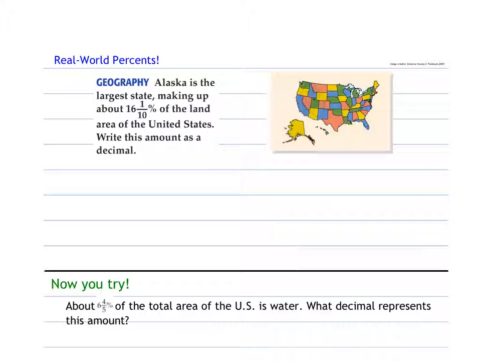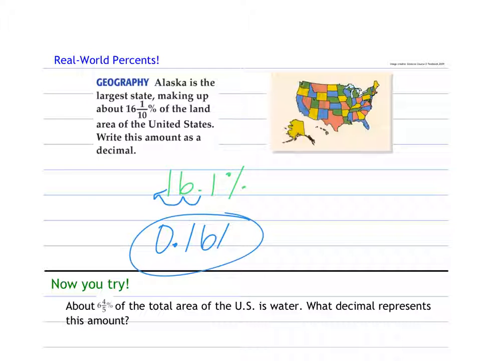Okay, just some real world word problems here for us to solve. Alaska is the largest state, making up 16 1/10% of the land area of the United States. Write this amount as a decimal. So first, I'm going to write that 1/10 as a decimal. That tells me that the 1 is in the tenths place. Now, you may think it's already a decimal because there's a decimal point in the middle of the number, but it has that percent sign on it, so we need to get rid of that. And to do that, we move the decimal 2 spots to the left. So our answer would look like that. So that's the decimal amount of area that Alaska takes up.